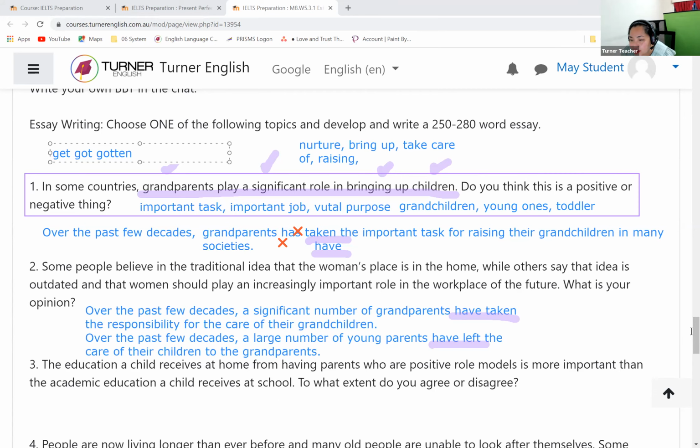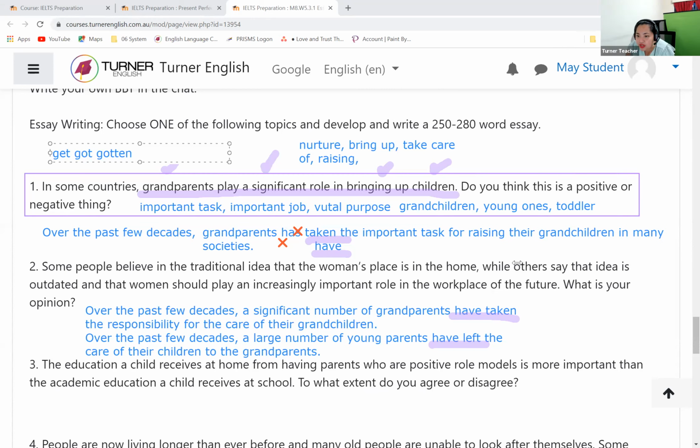Okay, guys, a little bit of patience because there's a lot here I need to see. Okay, over the past few decades, grandparents have gotten more involved in the upbringing of their grandchildren. In the upbringing. Good. Over the past few decades, grandparents have played. Jason, don't forget your past participle. Have played a responsible role in raising their grandchildren. Yes.